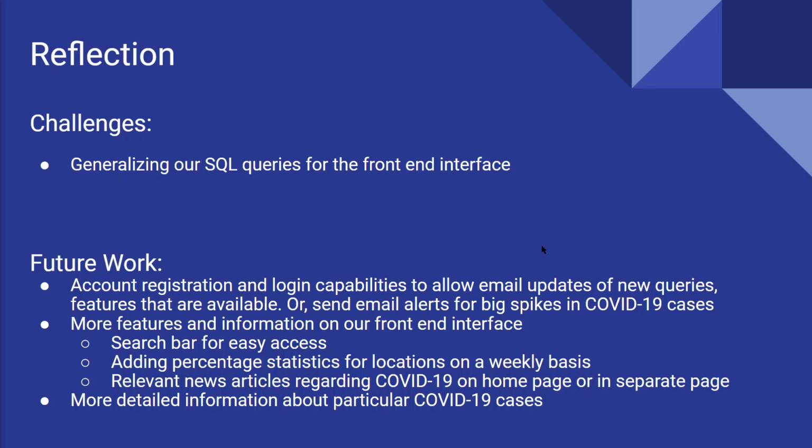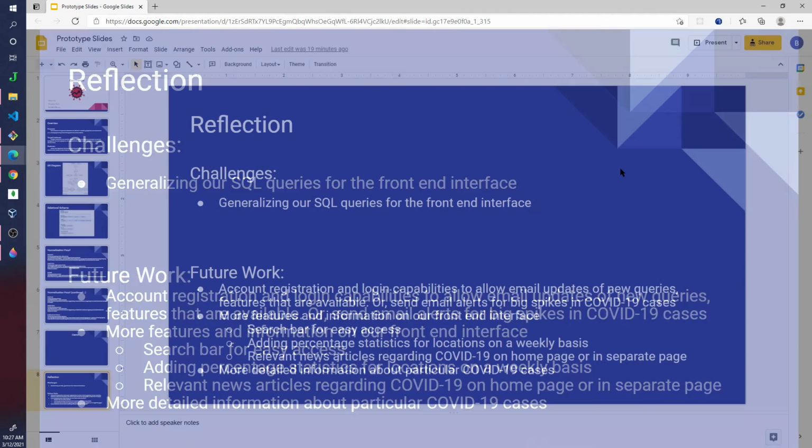So, for example, we could have a feature where users can actually register their accounts and subscribe to email updates about things related to COVID-19, and also make the site a little easier to navigate, and also, of course, gather more information about COVID-19. And with that out of the way, I guess we're done.